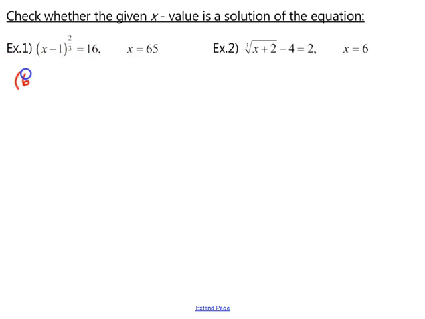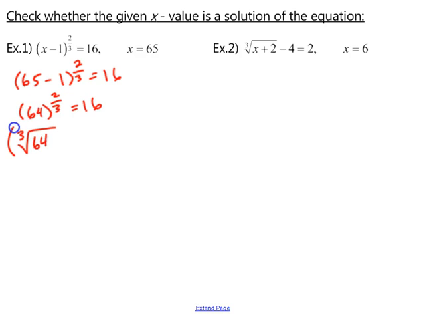So we're going to go ahead and substitute 65 for x, and then we're going to see if this left side simplifies to equal 16. So 65 minus 1 is 64, and this is all raised to the 2/3 power. So we want to convert this into radical notation. Remember, the denominator is going to be the index, and then 64 is the radicand, and then we'll raise this all to the power of 2 to give us 16. The cube root of 64 is 4, and then when we square 4, we do get that 16 is equal to 16.